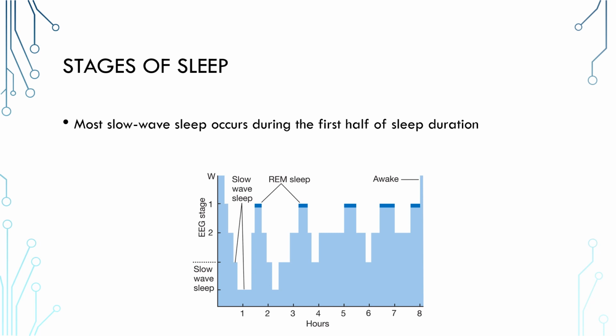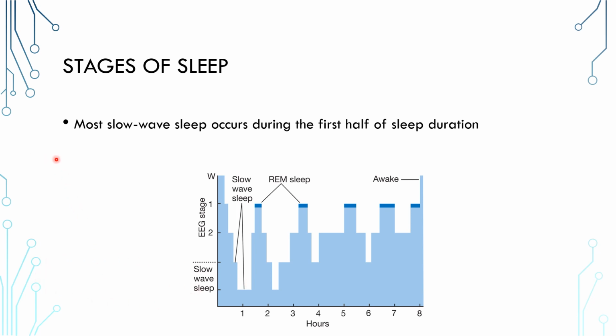Now, if we take a look at when the stages of sleep happen throughout the duration of a session of sleep, most of the deep sleep, or that slow wave, low measurement of hertz sleep, seems to happen early on in the sleep duration. This is an excerpt from your book. If we look here, we have slow wave sleep, and we're looking at the EEG stage: wakeful state, stage 1 sleep, stage 2 sleep, and then stage 3 sleep, which is the deep sleep, the sound sleep.